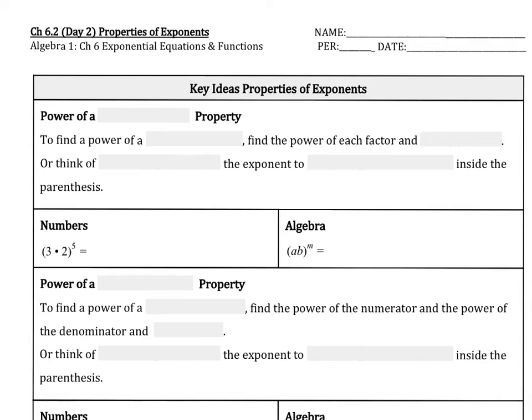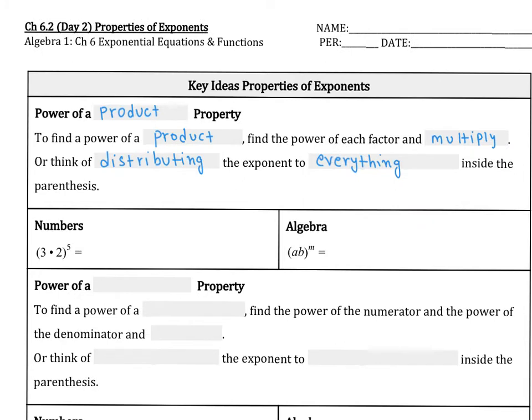Chapter 6.2, Day 2, Properties of Exponents. Key ideas or properties of exponents. Power of a product property. To find the power of a product, find the power of each factor and multiply.